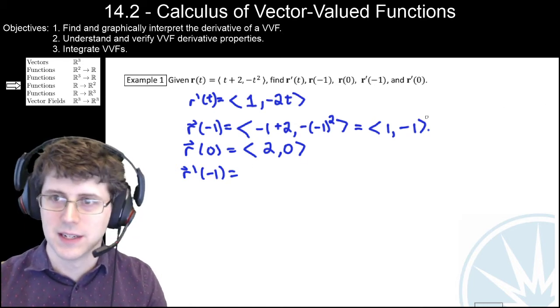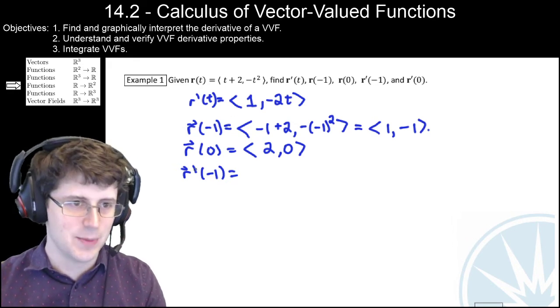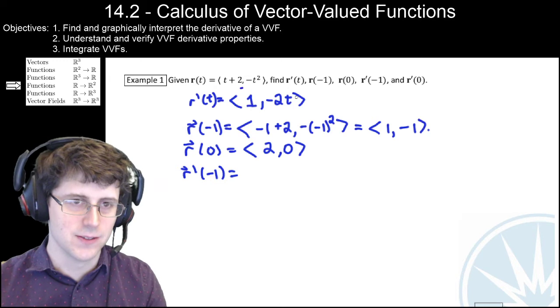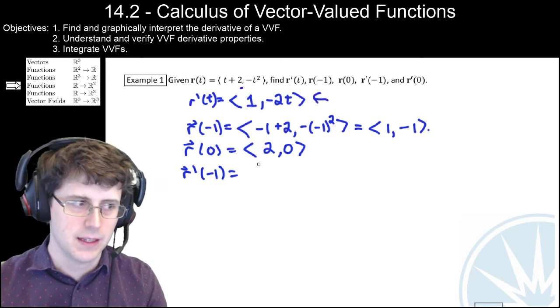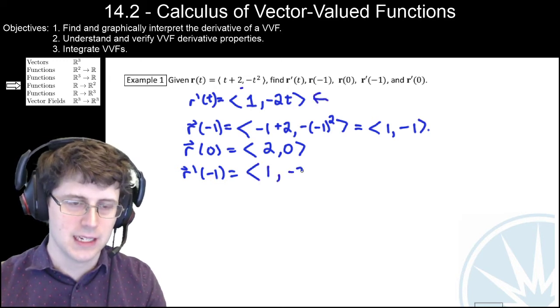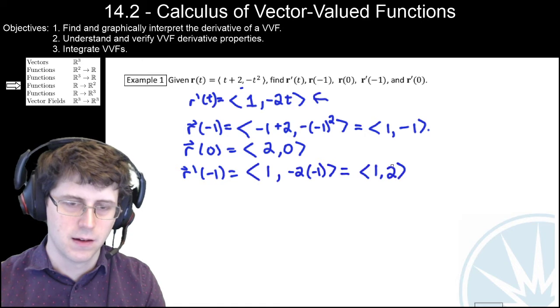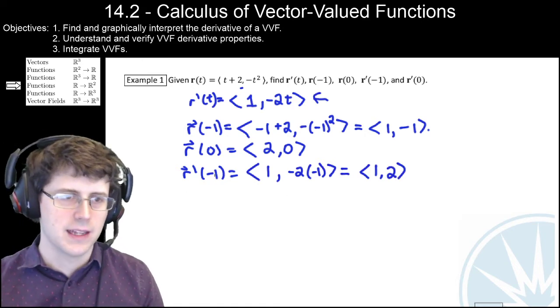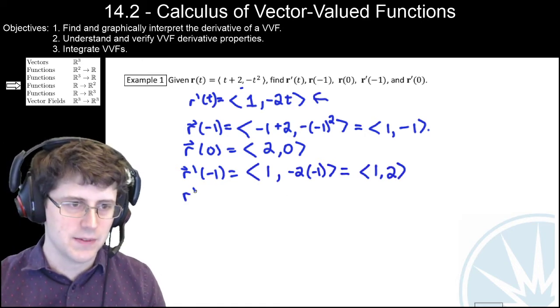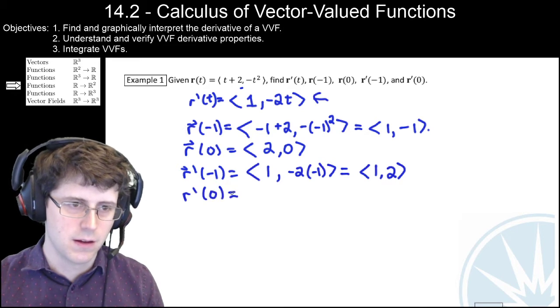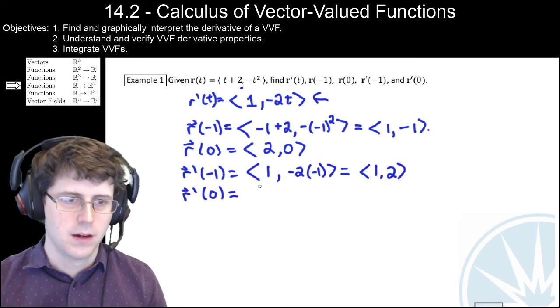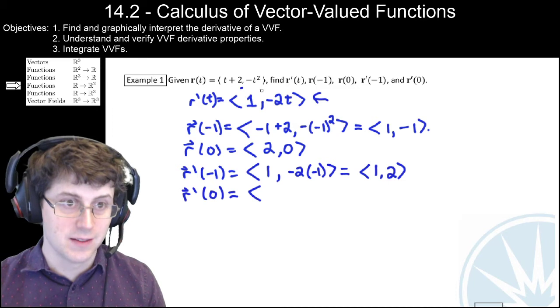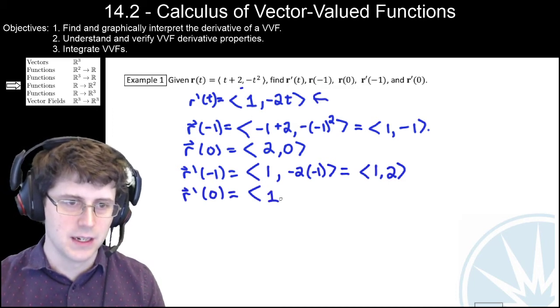I was going to write some stuff in red, and then I just didn't. So r prime of minus 1, we plug minus 1 into r prime. Get 1 minus 2 times minus 1. So yeah, that's r prime of minus 1, and then let's get r prime of 0. R prime of 0, plug 0 into the derivative. I get 1, 0.